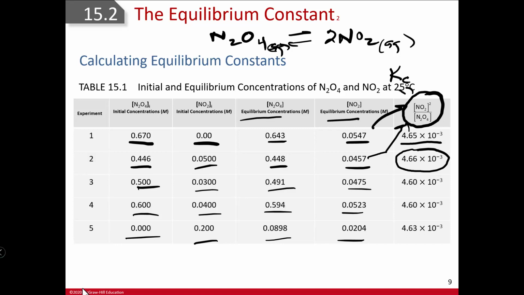And notice when we plug them into the equilibrium expression, all of these come out to be a constant within experimental error of 4.6 times 10 to the negative 3. I mean, yeah, you can see there's some variation here and here, and that's experimental error. So that's what's going on. That's what you're going to be doing in this chapter. And then we're going to use this.